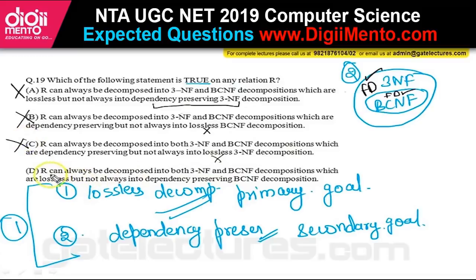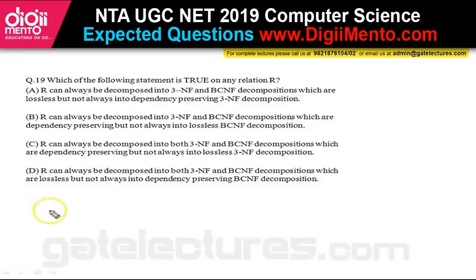D option says R can always be decomposed into 3NF and BCNF decompositions which are lossless but not always dependency preserving in BCNF decomposition. So D is the right answer here. Okay, so D is the answer here.